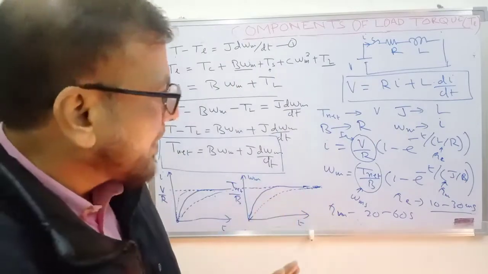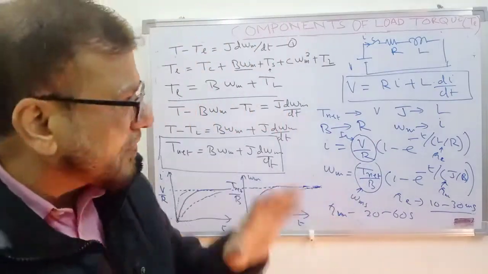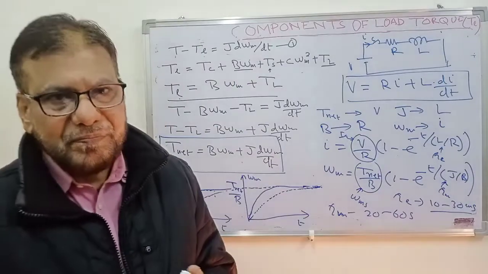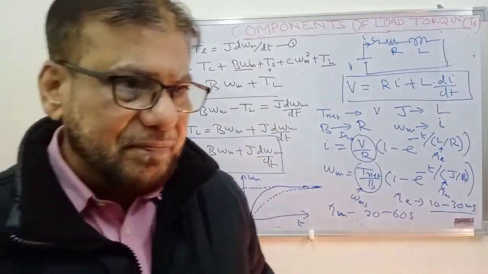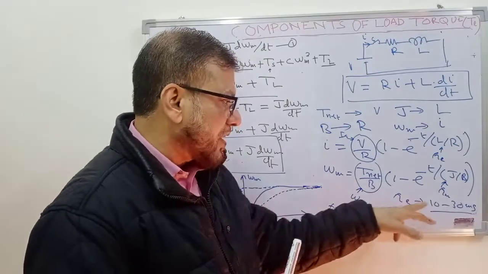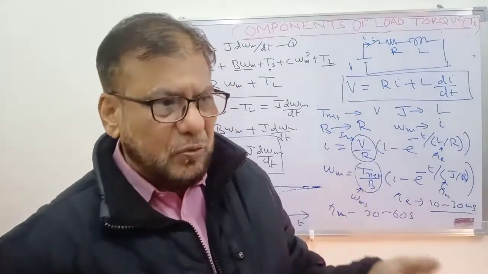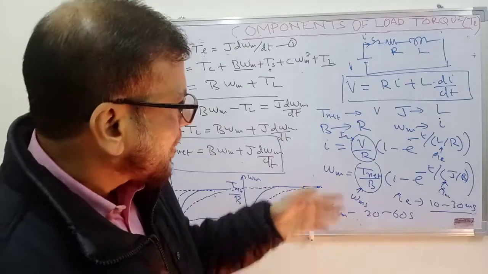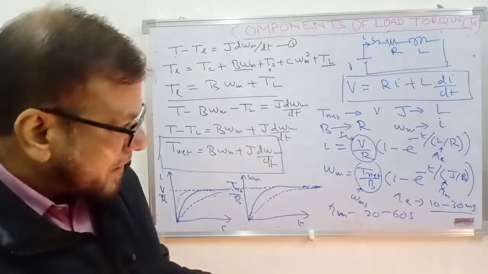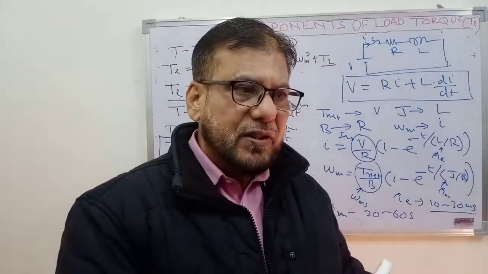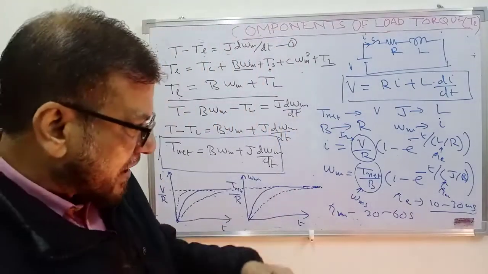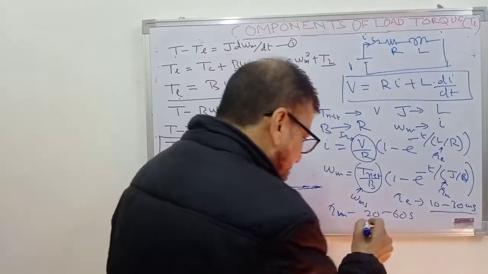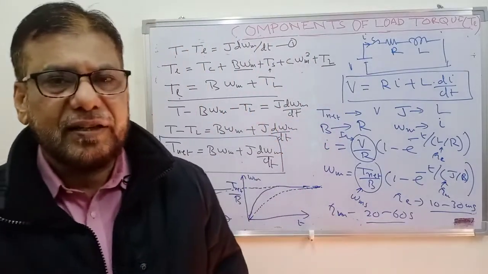So what does it mean? This means that whenever you make some changes, for example you are giving some DC supply to a DC motor and you change the voltage, the current will change almost instantaneously because the electrical time constant of the circuit is very small. Within say 10 to 20 milliseconds, current will reach the new value as per the applied voltage. But as the current increases, the motor torque will increase, the speed will increase gradually, and it will take certain time for the motor to settle to the new value of speed. So this mechanical time constant is much higher than the electrical time constant.